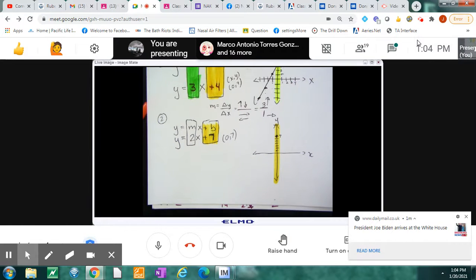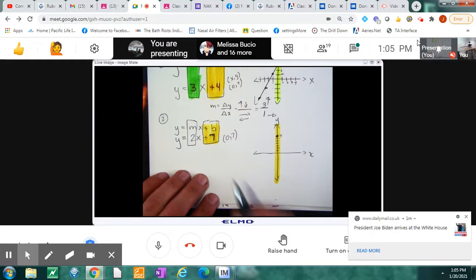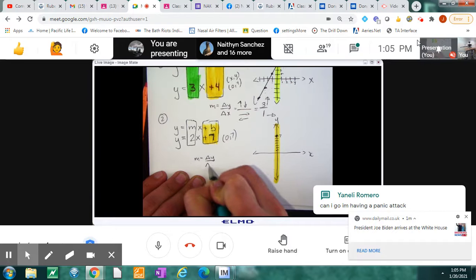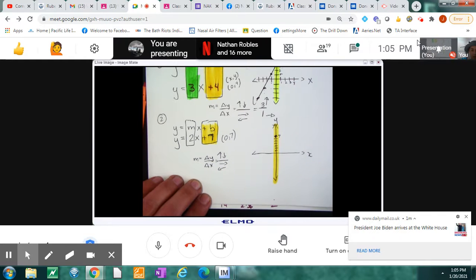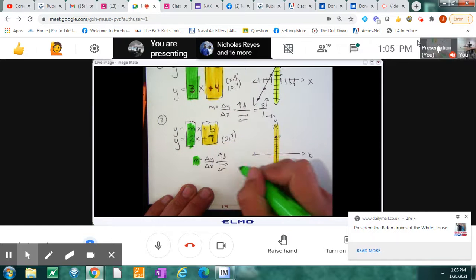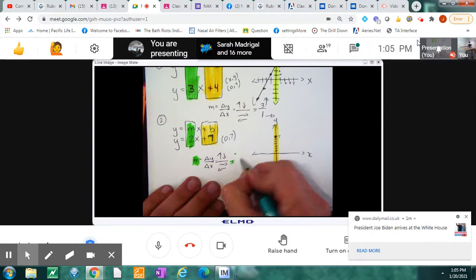All right, so here we go. So we're going to move it. M is the change of Y over the change of X. Remember, the Y is up or down, and the X is right or left. So we need this number, which is 3. So there's your M. Is your 3 over what?